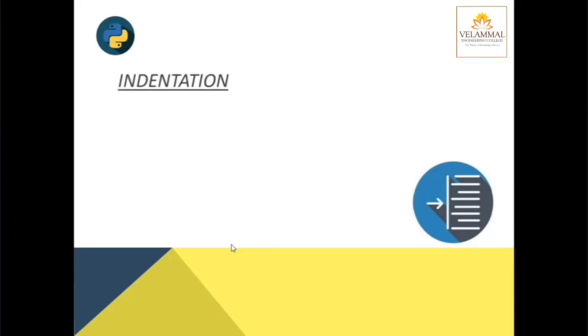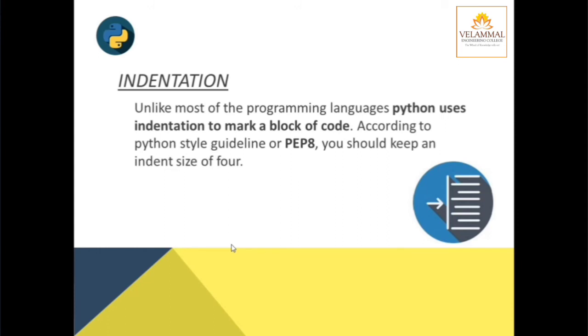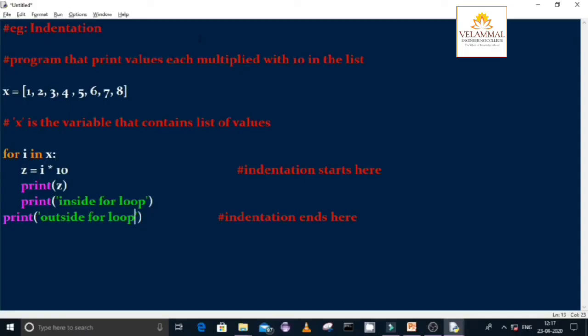Indentation. Unlike other programming languages, Python uses indentation for marking a block of code, while others use curly braces for marking a block of code. Let's see an example of indentation. I have written a program that prints each value in the list multiplied by 10. x is a variable that contains a list of values.